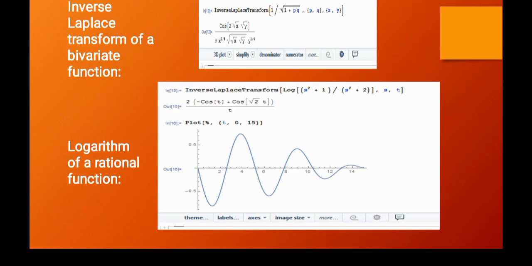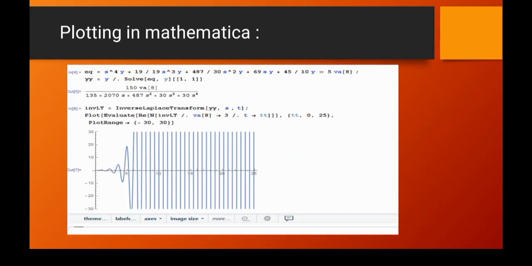The other commands are for the inverse Laplace transform of a bivariate function. For a bivariate function, we use the inverse Laplace transform of 1 over the square root of 1 plus p q, with p to x and q to y, which will give the following answer. So the logarithm of a rational function can also be handled by using the inverse Laplace transform. We use the command InverseLaplaceTransform, place the function, and we get the answer. We can also plot that function by putting in the limits, with t going from 0 to 15, and we get the following plot. So these are the plots in Mathematica.